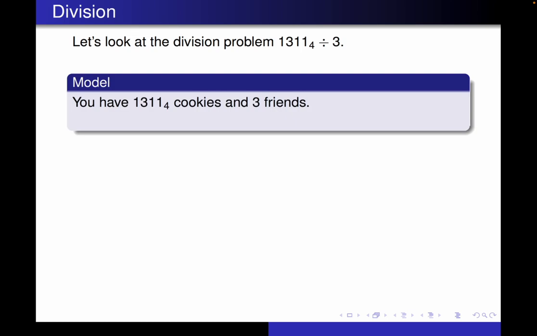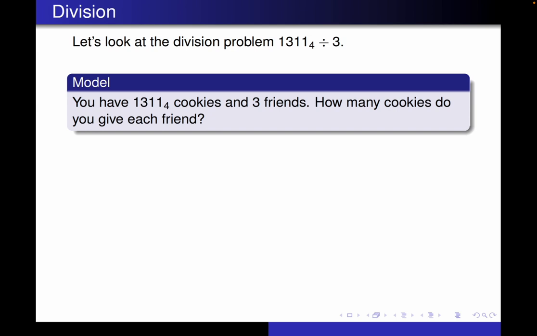But first I want to think about what model we want to use in order to do that division. There are several models that we could use. The one that I am going to use is, let's say we have 1311 cookies, and we have 3 friends, and then the question is, if every friend gets the same number of cookies, how many cookies do you give each friend? So that's what the division problem is looking to do.